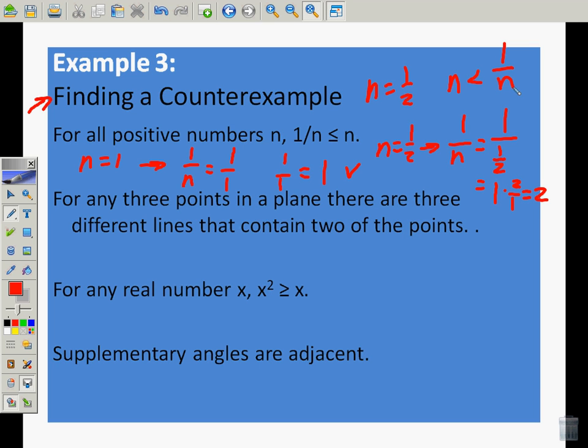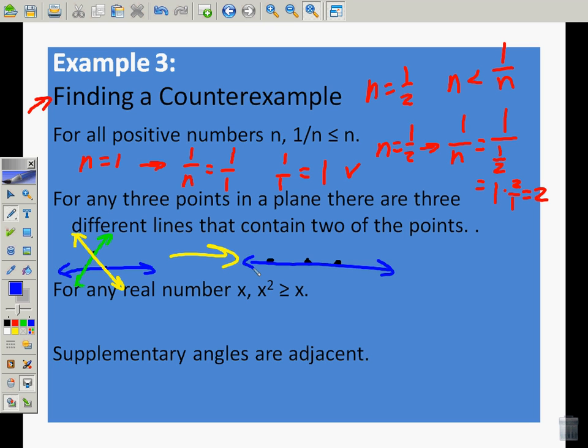The next example. For any 3 points in a plane, there are 3 different lines that contain 2 of the points. So let's look at this. If I have 3 points in a plane, I can draw 1. I can draw 2. I can draw 3 lines that contain those 2 points. But a counterexample could be this. What if those 3 points were collinear? Then I would only have 1 line that went through the points.